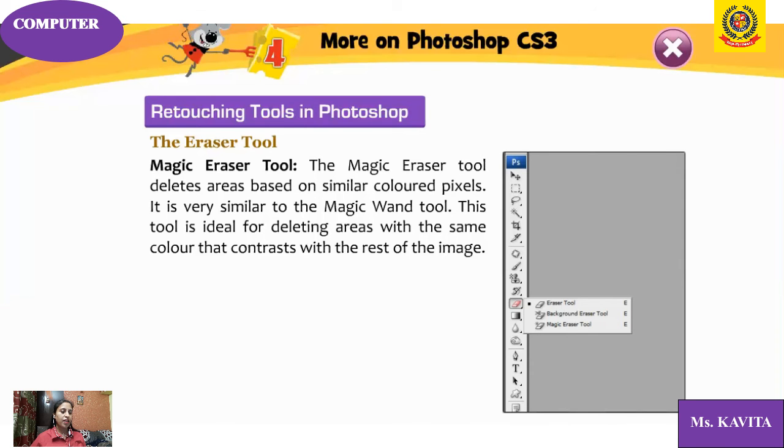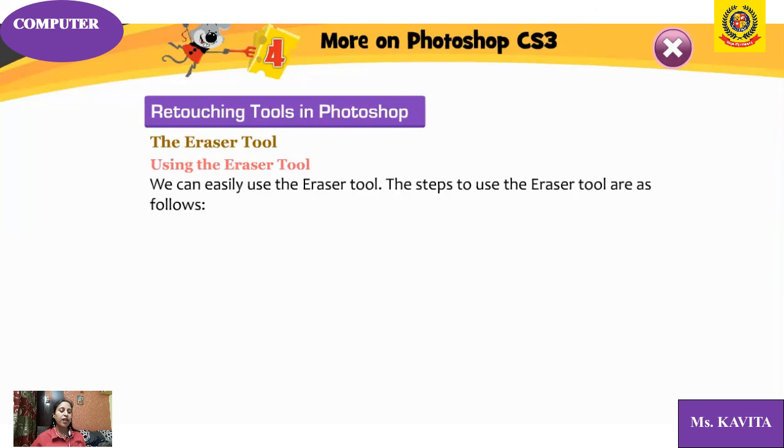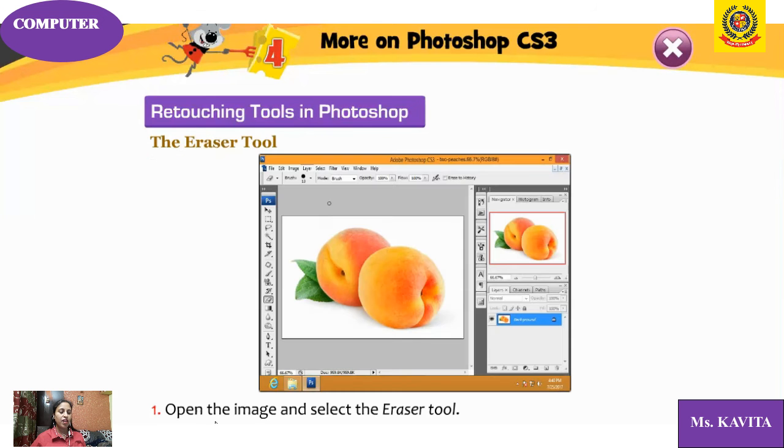Now the eraser tool. Using the eraser tool, what are the steps? Open the image, then select the eraser tool. Select the eraser size in the option bar. Select the eraser mode. There are three modes available: brush, pencil and block. Select the opacity in the option bar.